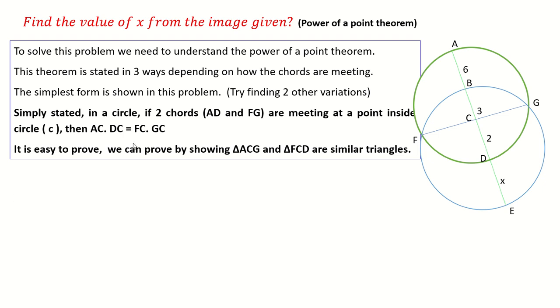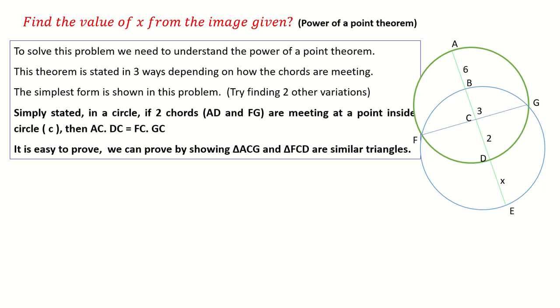In a circle, let's take the green circle, two chords AD and FG are meeting at a point C. Then AC into CD equals FC into CG. This is the power of point theorem. It's very easy to prove.